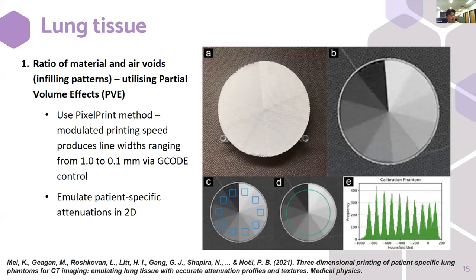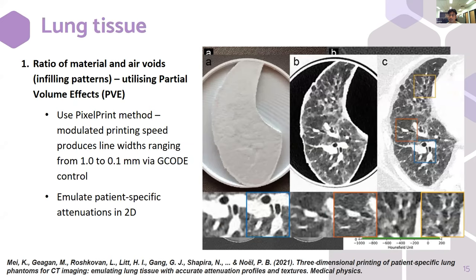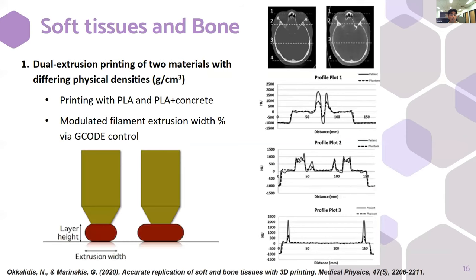So in a more recently published work, researchers introduced pixel print. This method allows users to directly convert DICOM slice data to G-code. And this allows you to take control of the printing speed to produce patient-specific CT attenuations of the 2D slice. For emulating soft tissues and bone, similar to the previous slide, researchers modified the G-code to modulate the filament extrusion width percentage when printing certain segments of an object, and this in turn can produce higher densities using the same filament. Here, researchers further utilized dual extrusion printing of PLA and PLA reinforced with concrete to fabricate a head phantom, which produced similar HU profile plots for bone and soft tissue compared to the patient's CT slice data.